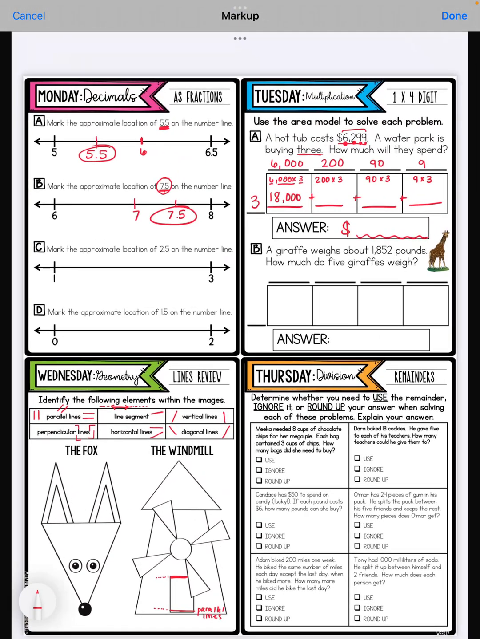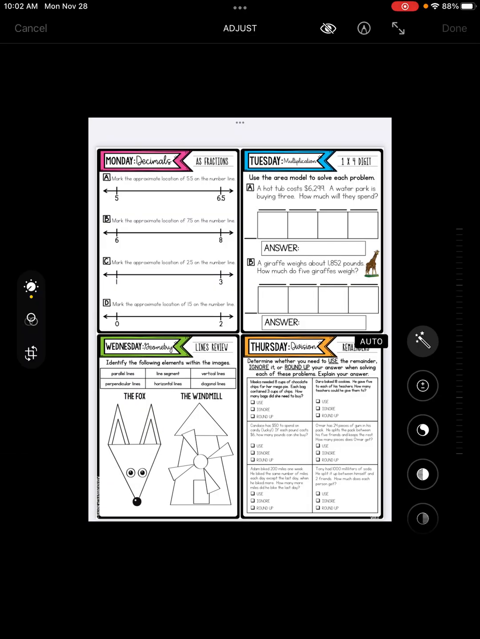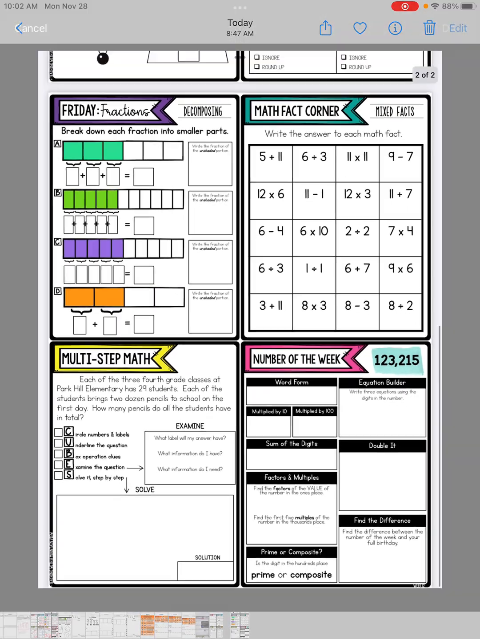Going on to Thursday, we're crossing out Thursday. We are not doing Thursday's math boxes. So I'm going to go ahead and go on to Fridays.